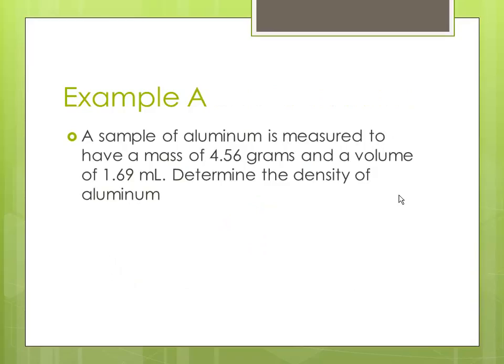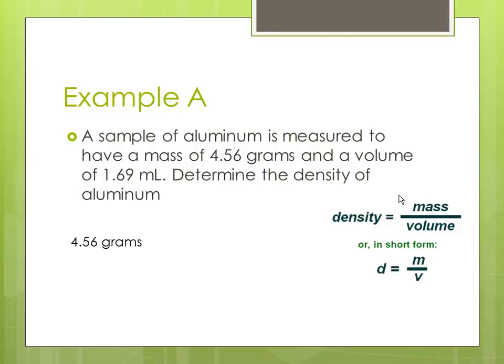Example A. A sample of aluminum is measured to have a mass of 4.56 grams and a volume of 1.69 milliliters. Determine the density of aluminum. Using the formula M over V, we have the mass, 4.56 grams, divided by the volume, 1.69 milliliters. Plug that into your calculator, and you get 2.70 grams per milliliter.